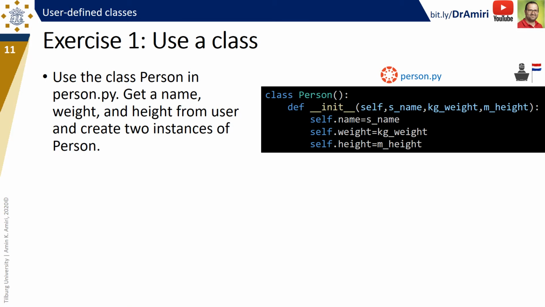Let's pause here for a minute and try to use this class Person with capital P that is inside a file called person with a small p.py. This class is developed by the backend programmer, the Dutch programmer. You are the American programmer. Try to use this class to create an instance of a person. You need to get a name, weight, and height from the user and create one or two instances of Person.